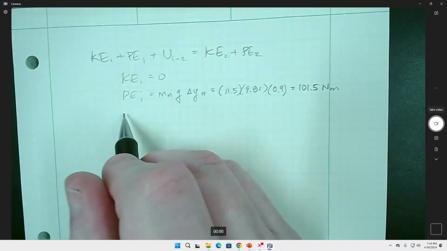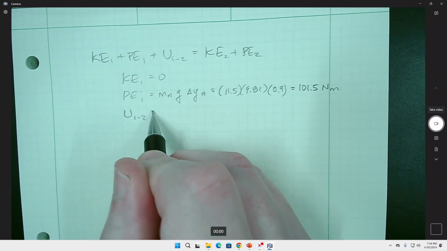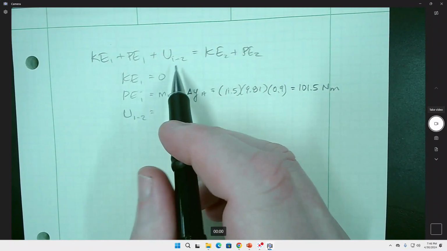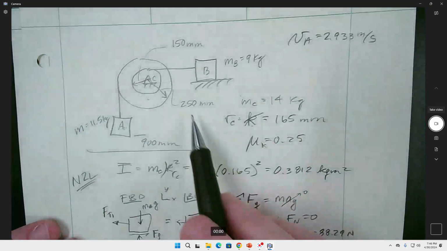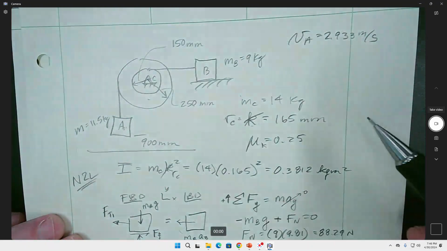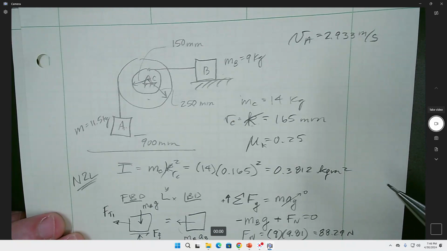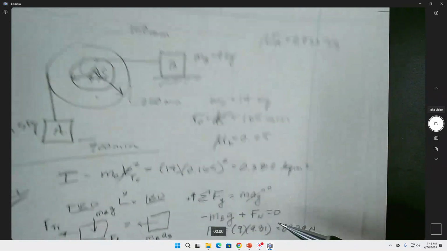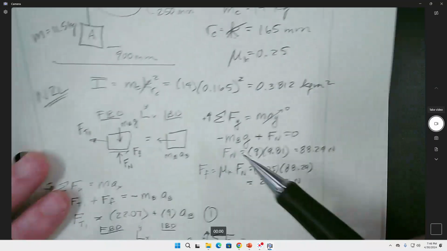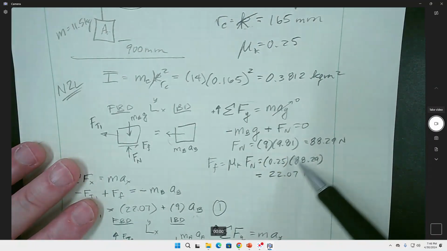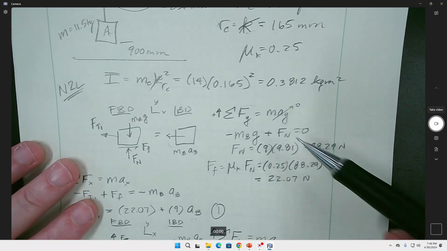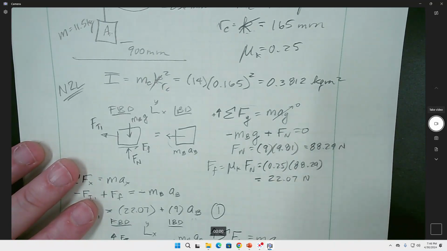The next one, U 1 to 2, that's going to be the friction force, the only external thing that's going to rob energy or add energy. Nothing's going to add energy, it's only going to rob energy from here. We already have the friction force. If we didn't already do it, we should go through this process, but I don't think I would take points off for not doing that. You just try to save yourself some time.